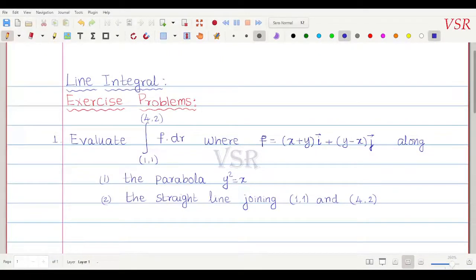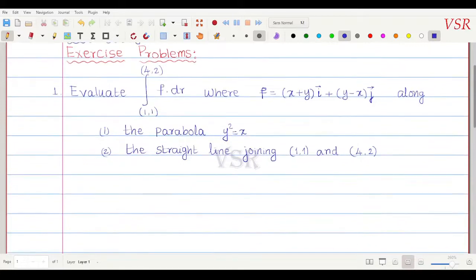In this video, let us solve the exercise problems on line integral. This is the first problem: evaluate the integral over C of F dot dr, where F is a function given by this, along the curve. I have given two problems: first the parabola y square equal to x, and second a straight line joining (1, 1) and (4, 2). So let us solve these problems.